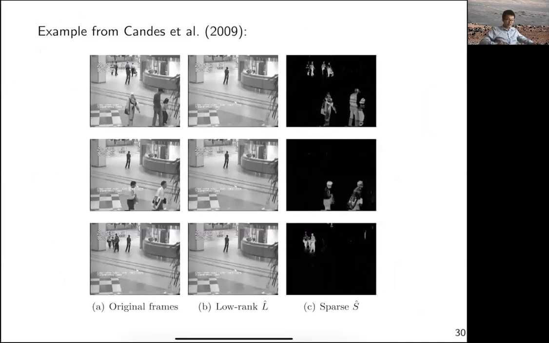And you can see that the solution actually gets a pretty good low rank component that's essentially rank 1, because it's a static background. And all the moving components can be grouped together into this sparse component.